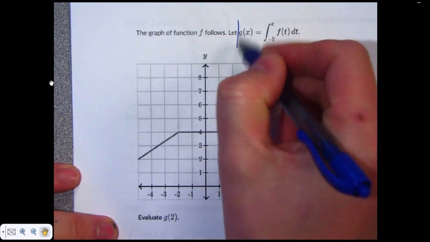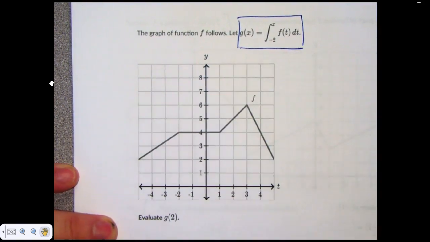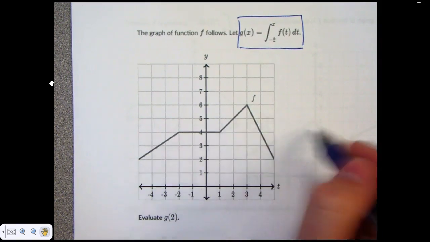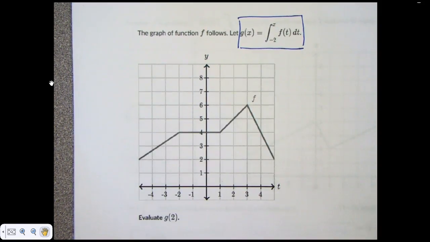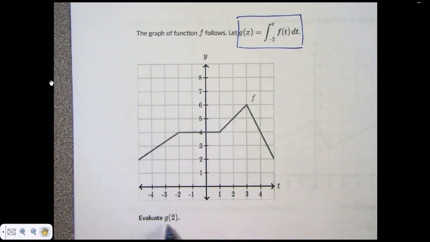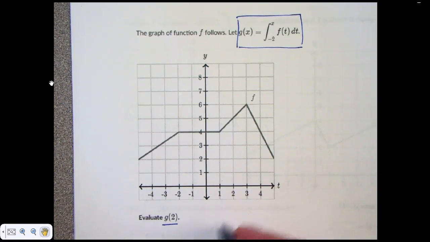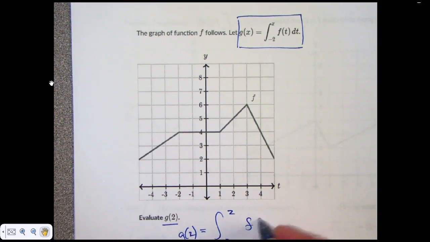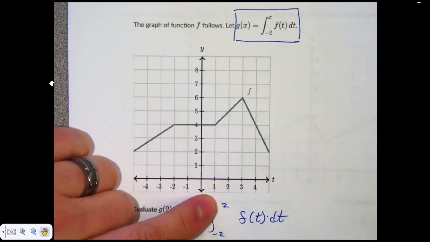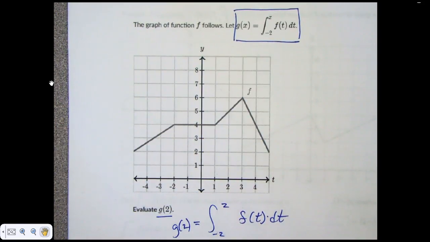So they're saying g of x equals this integral from -2 to x of f of t, and this is the graph of f of t. And down here they say evaluate g of 2. Well, g of 2 means you would plug in 2 for x. So you just put a 2 there instead of the x that they had up there.